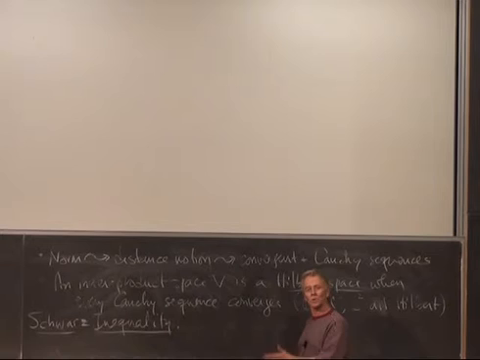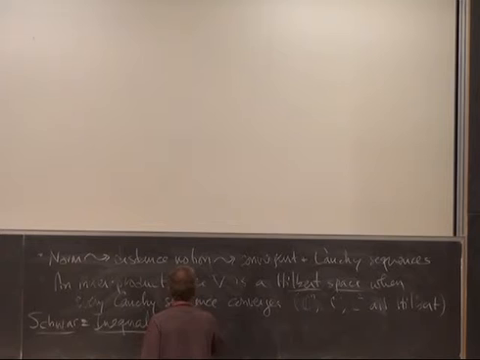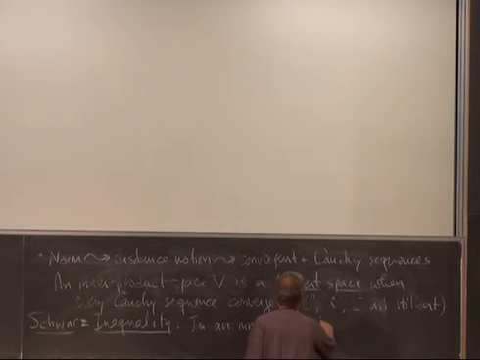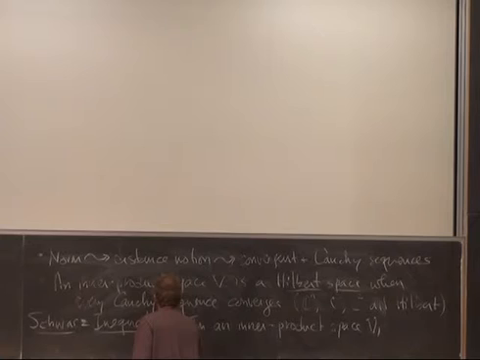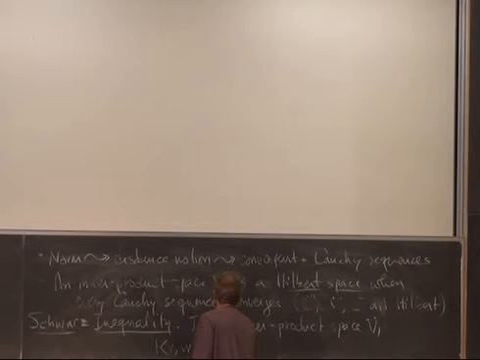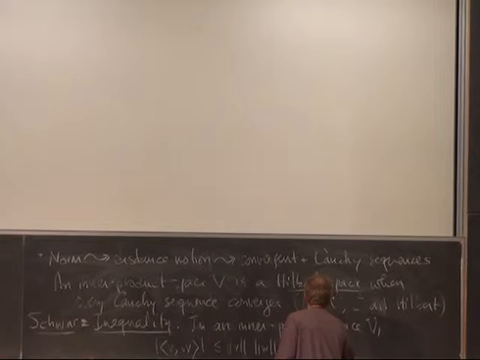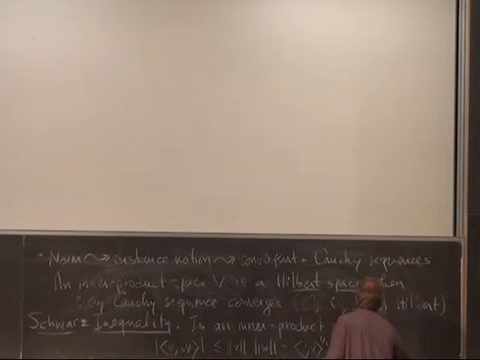Schwarz inequality, what does that say? In an inner product space V, we have the following relationship. If you take the inner product of V with W and take the magnitude of that number, that's bounded from above by the norm of V times the norm of W. And remember, we're talking here about the associated norm, so that's V inner product with V to the 1/2 times W inner product with W to the 1/2. And that's true for all V and W.